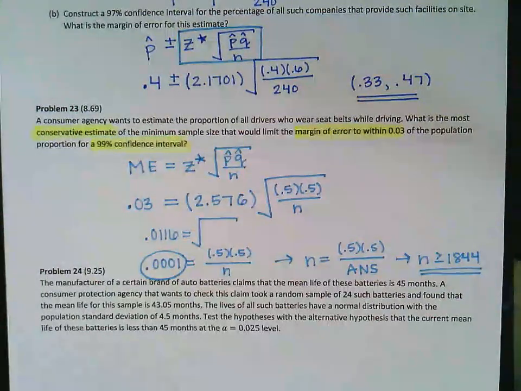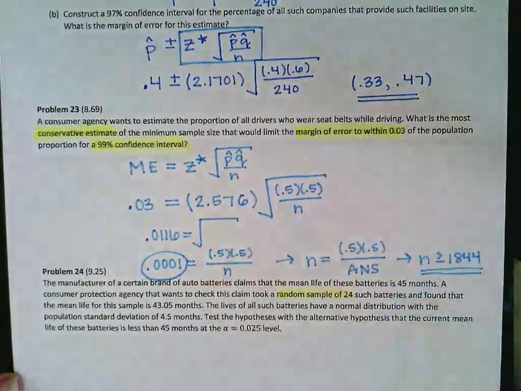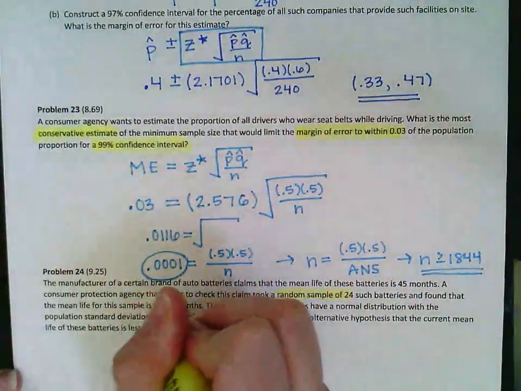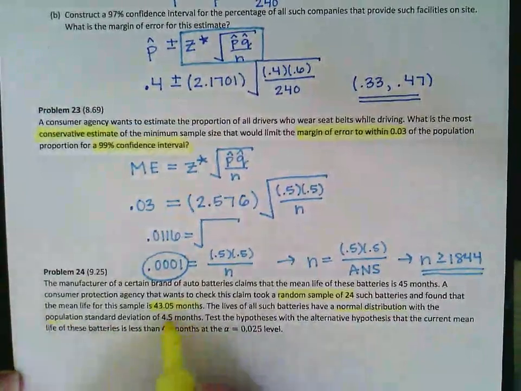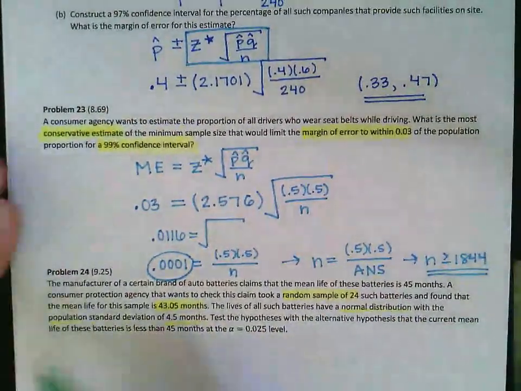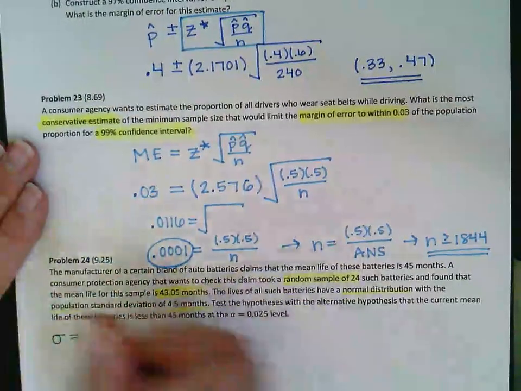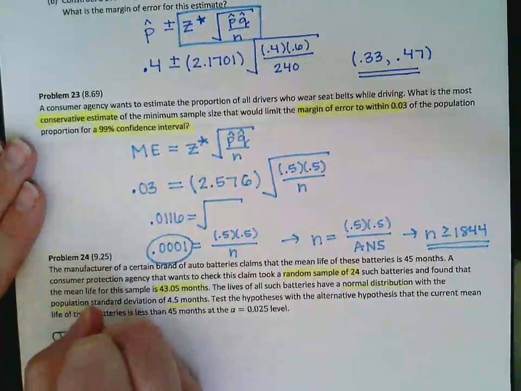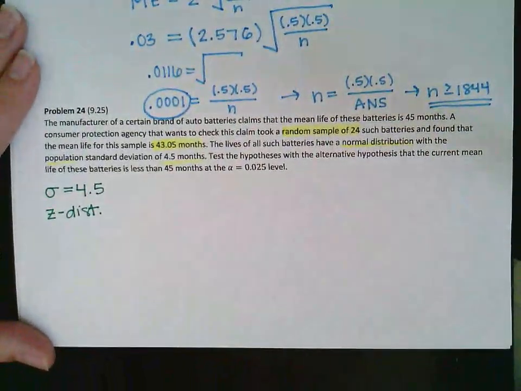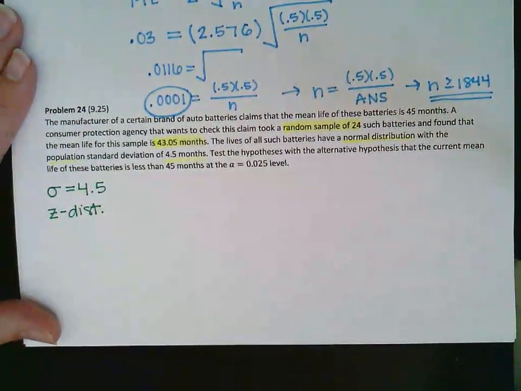Chapter 9. The manufacturer of a certain brand of auto batteries claims that the mean life of these batteries is 45 months. We have a random sample of 24 such batteries and found that the mean was only 43 months. We know that the batteries have a normal distribution and the population standard deviation is 4.5 months. So since sigma is known, it is okay for me to use a z distribution in this situation.